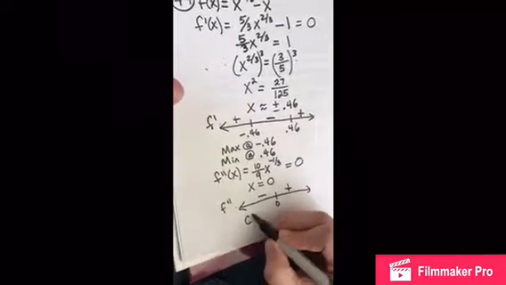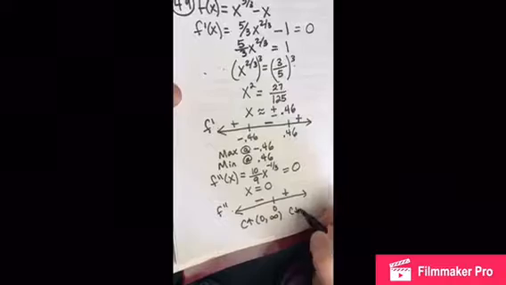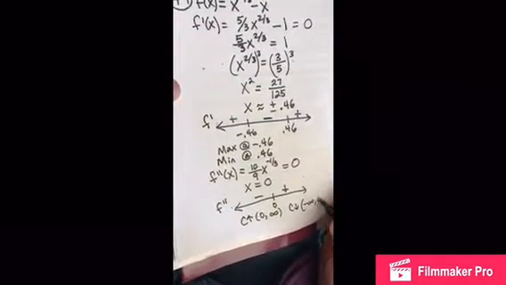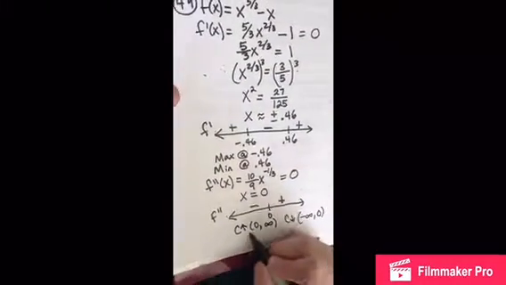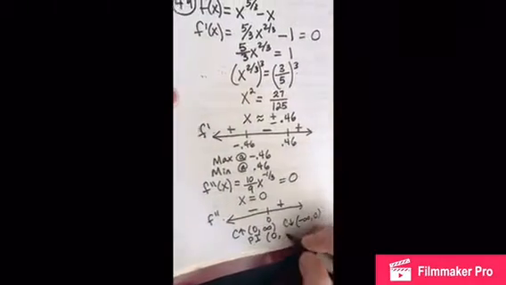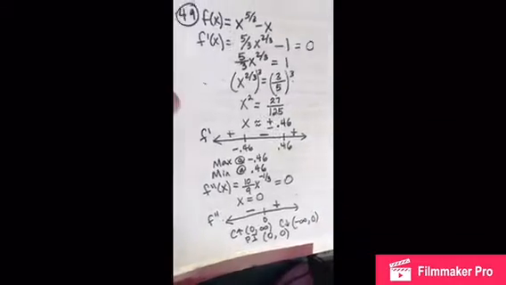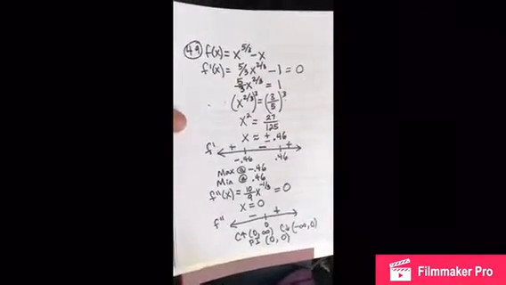So that means it's concave up from 0 to infinity. It's concave down from negative infinity to 0. And the point of inflection is at 0. We plug that in the original, and we get 0. So that gives us everything we needed for number 49.